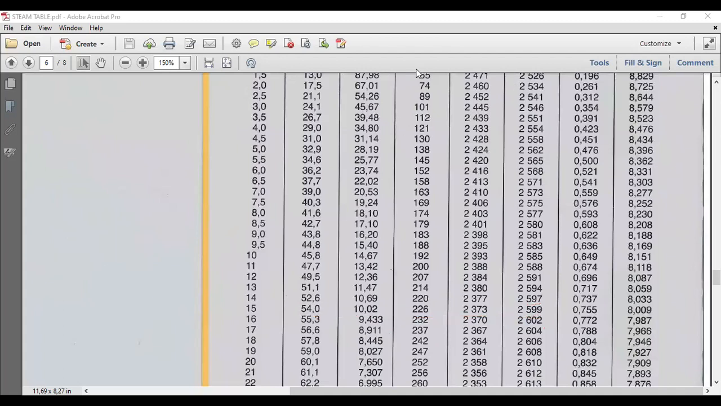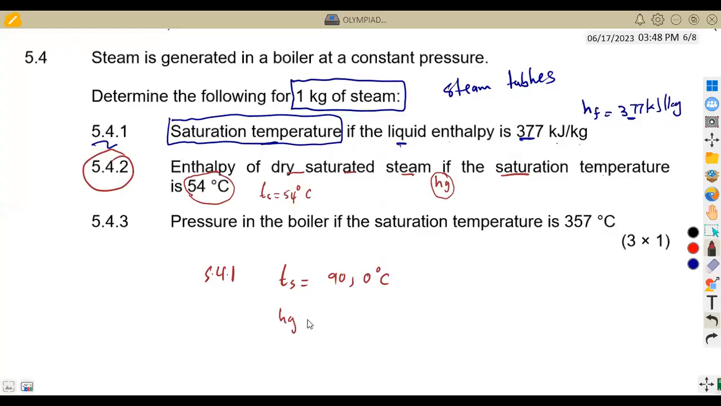Let's check another part. Here we obtained Hg as 2599 kilojoules per kg. Then we need the pressure, the final part, the pressure of the boiler, if the saturation temperature is 357 degrees Celsius. We simply go to the temperature in this case, then we refer to the pressure. What is the corresponding pressure at that point?